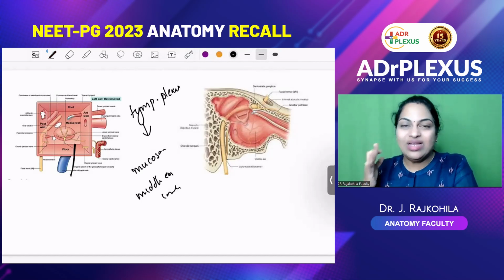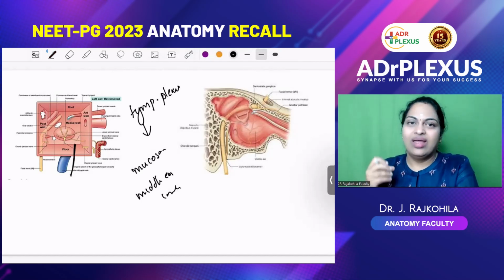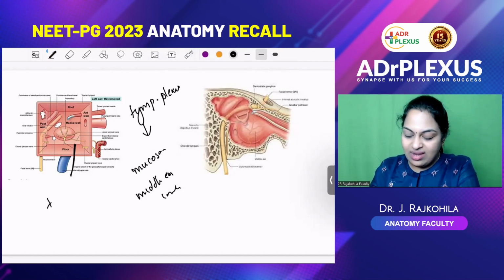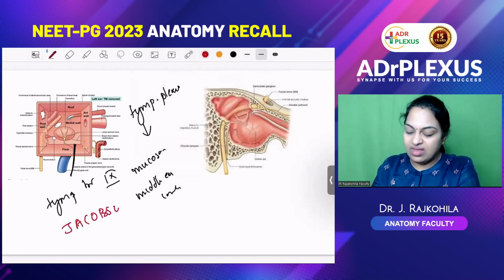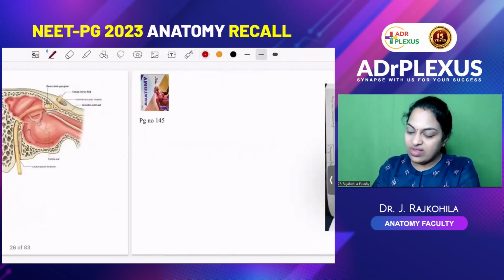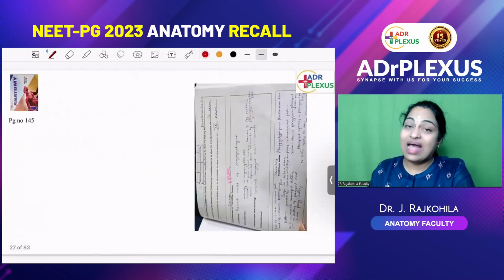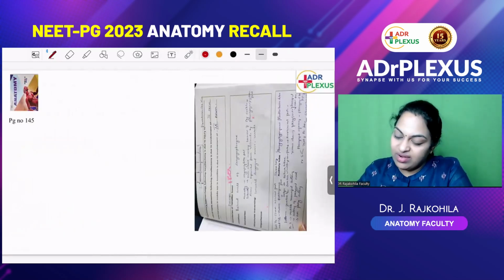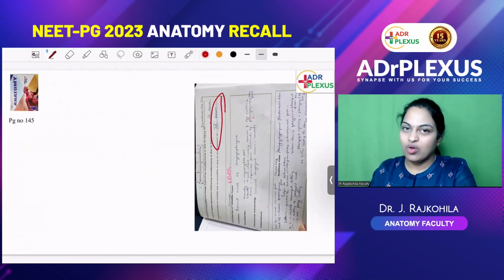So any pain in the tonsil, any tumor, any infection, or even a tonsillectomy procedure, the pain that is referred to the ear is because of the tympanic branch of the glossopharyngeal nerve, which is also called Jacobson's nerve. Yes. So this was, of course, taught in your classes and it's there. Yeah, you have written it in your workbook also.